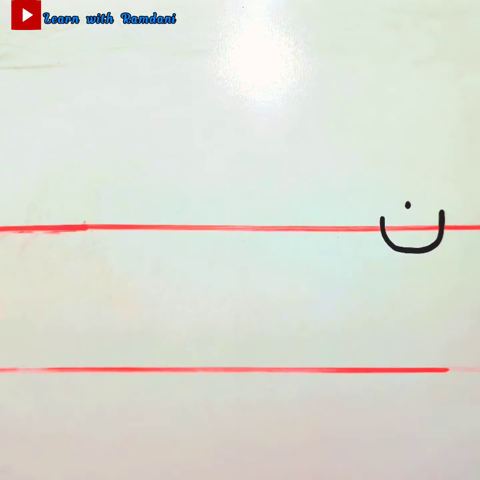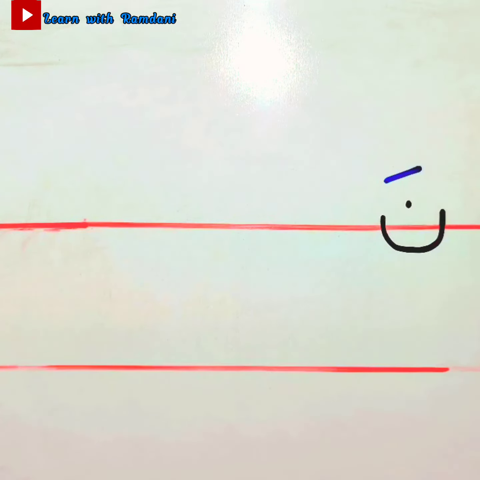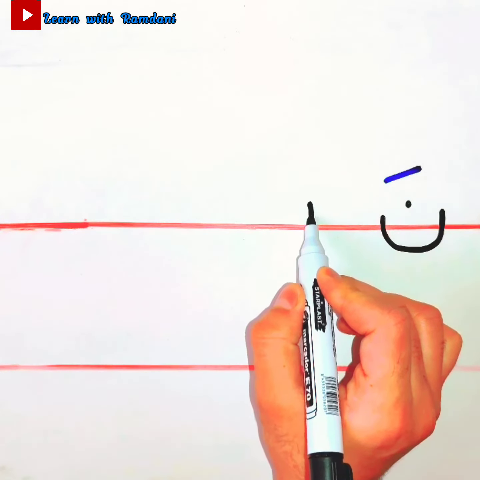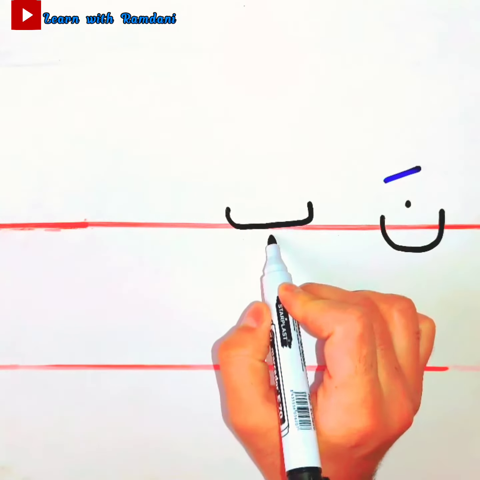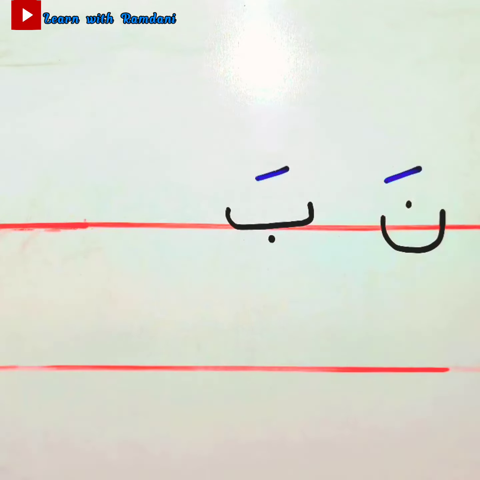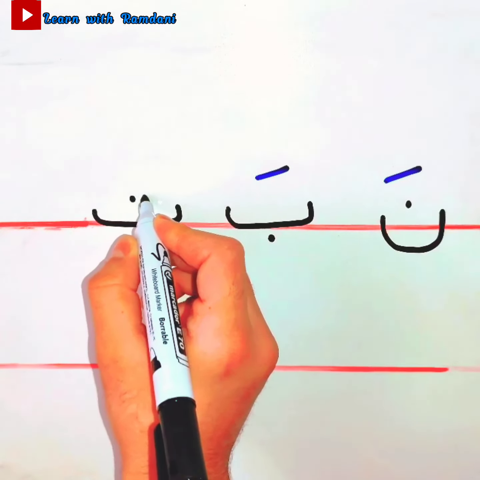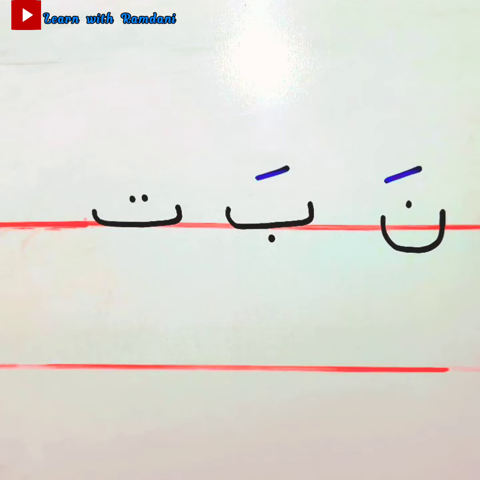This is the letter Noon. We put Fatha, na. And then the letter Ba, the letter Ba, we put Fatha, ba. And then the letter Ta, the letter Ta, we put Fatha, ta.